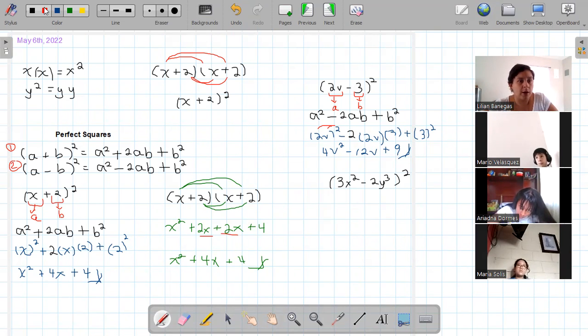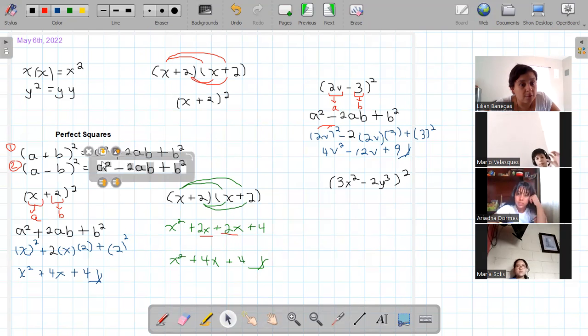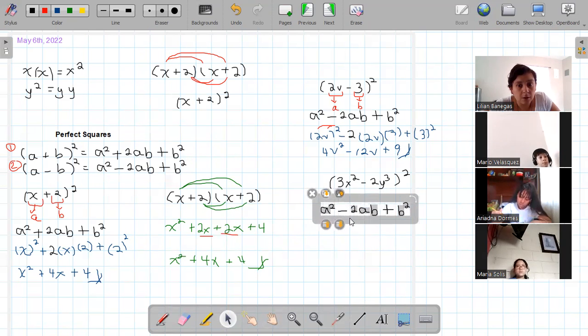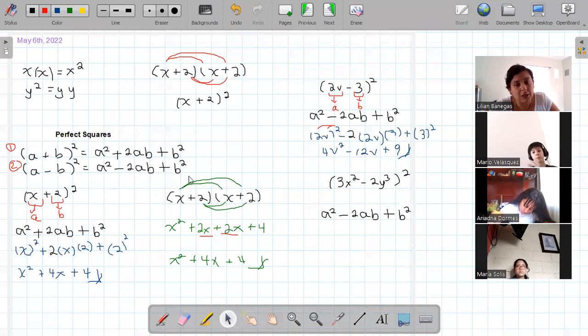So step 1, identify what formula we're using. Formula 1 or formula 2. It's formula 2 as well, so it is subtraction. So I'm going to copy my formula over here, and I'm going to identify now A and B.